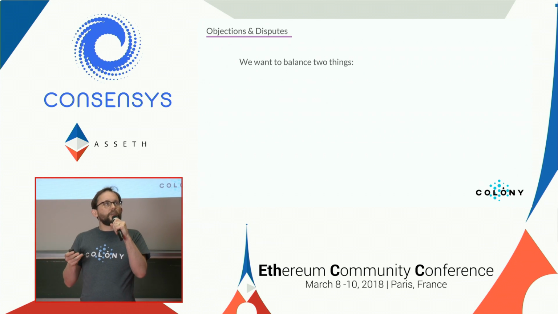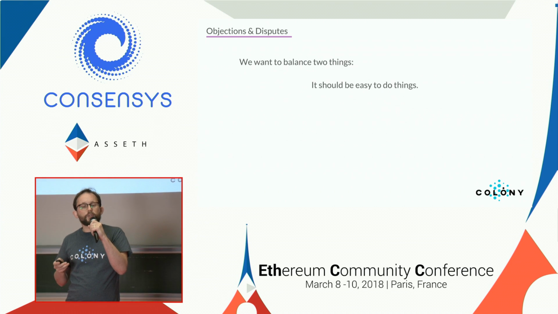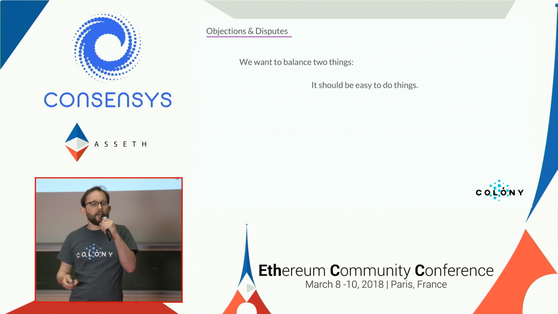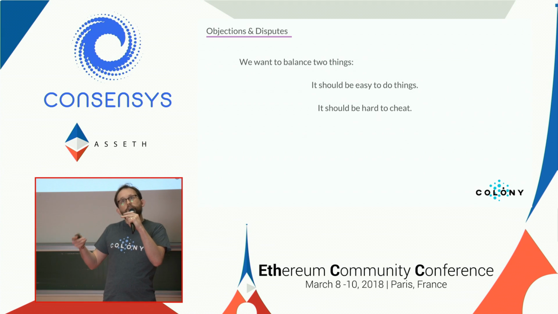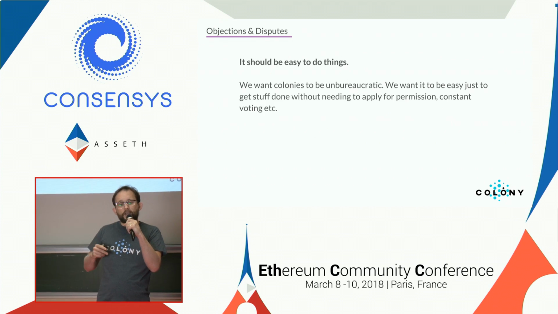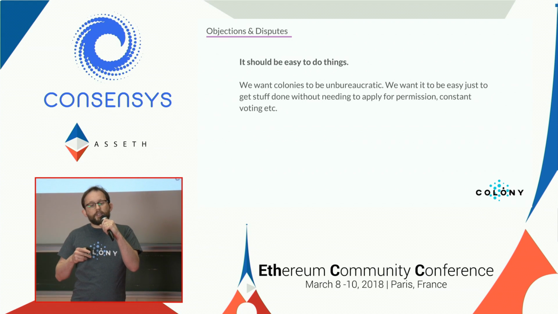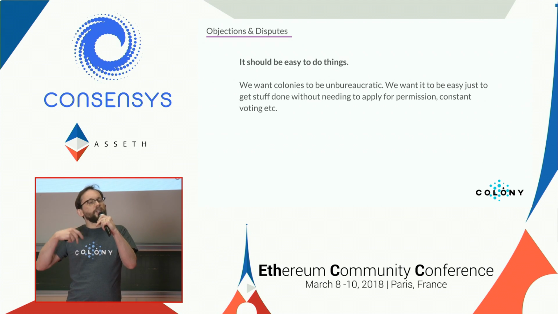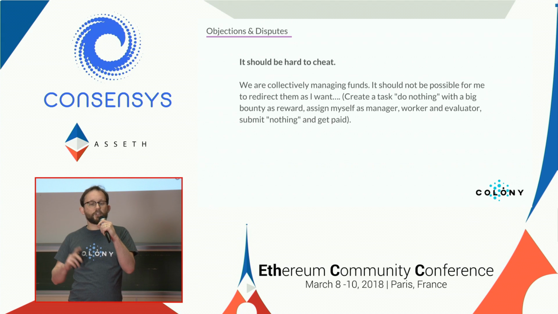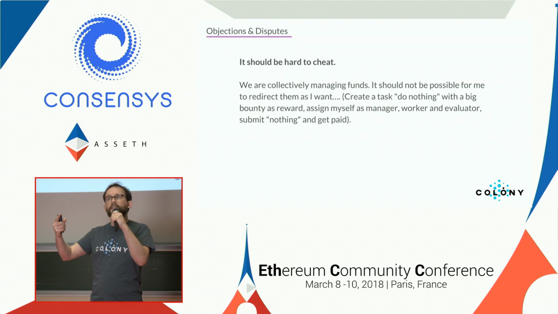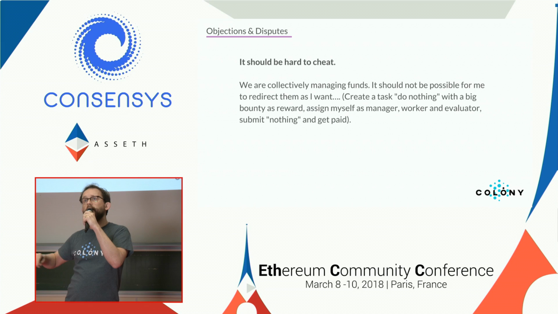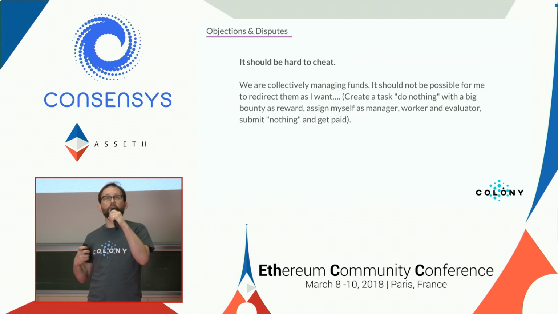We want to balance two things in Colony. We want them to be permissive, which means we want it to be easy to get things done, but we want it to be hard to cheat. And usually what that means is you can do things, but you don't need to apply for permission, so you could just do things. That's it. It should be easy to do things, and it should be hard to cheat, meaning I shouldn't be able to create a task with a description, do nothing, assign a big bounty, assign the task to myself, submit it to myself, and run off with the money.